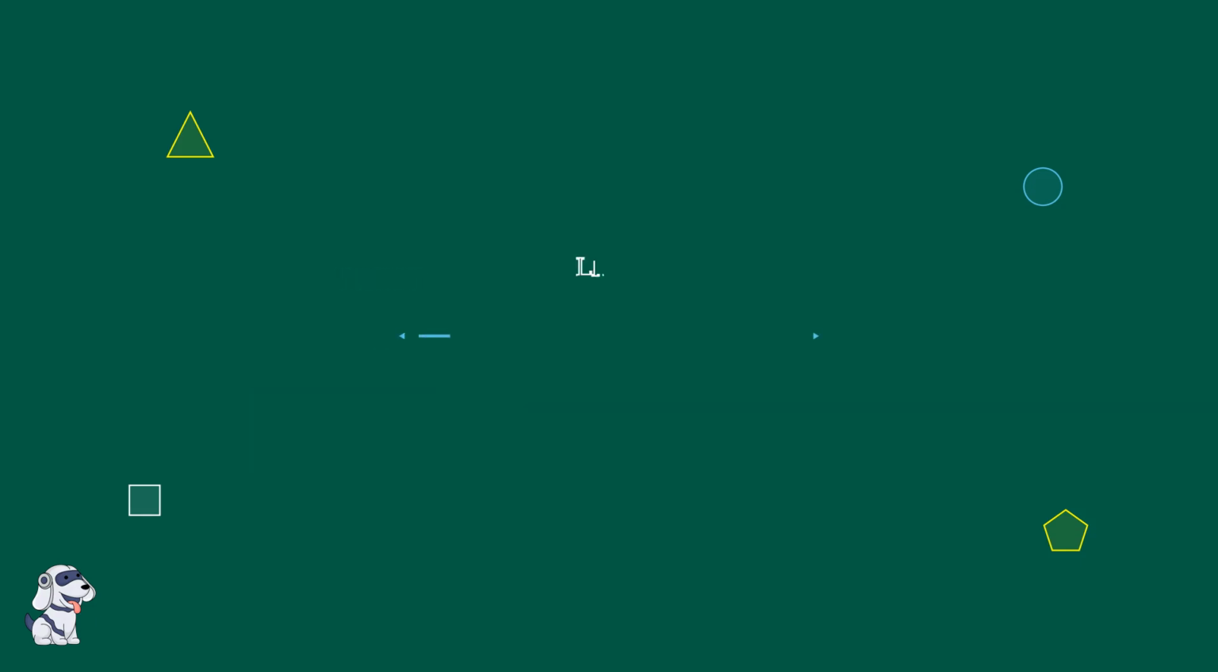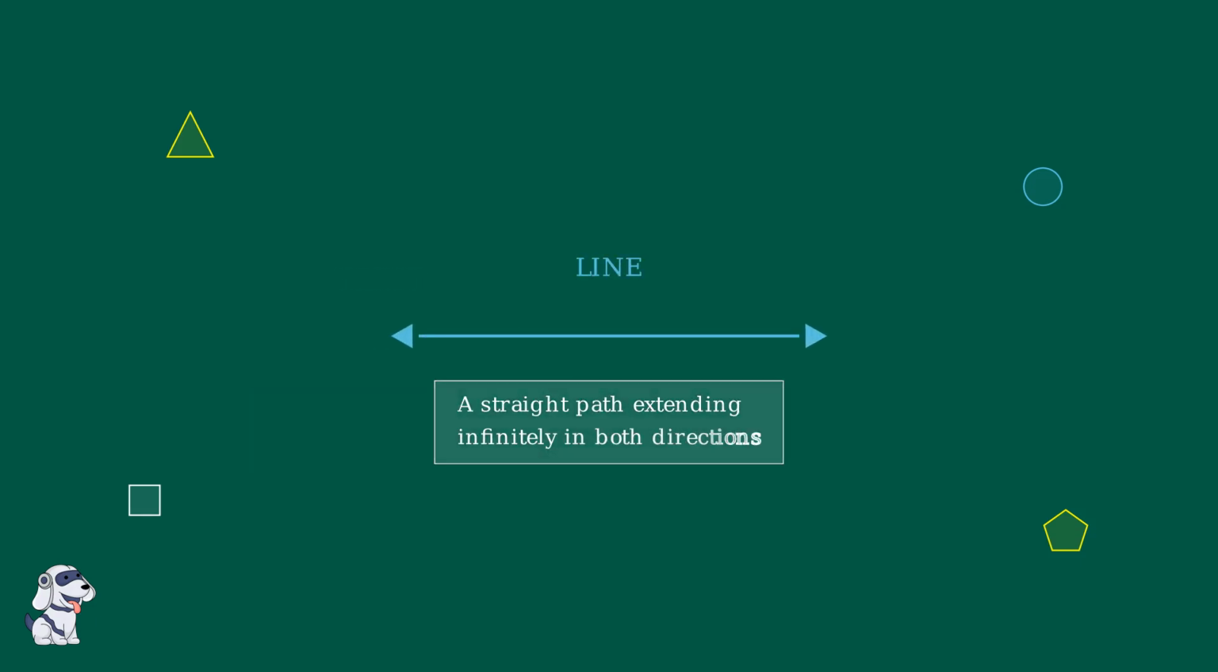Next is the line. A line is a straight path that extends infinitely in both directions. It has length, but no width or height. We draw arrows on both ends to show that it continues forever.